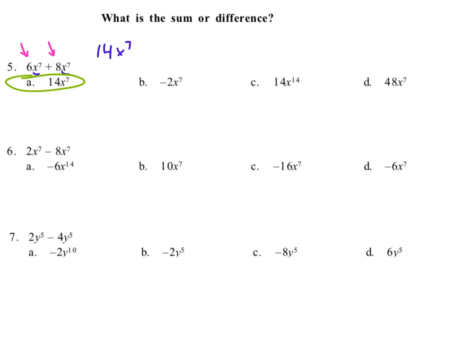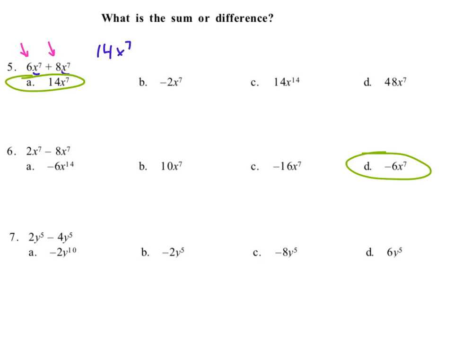Okay? So we're going to treat the rest of them like that as well without writing it all out. We're just going to say for number 6, you've also got x to the 7th terms. There's 2 minus 8. What's 2 minus 8? It's negative 6. And remember, they stay what they are, x to the 7th term. So we've got negative 6x to the 7th.